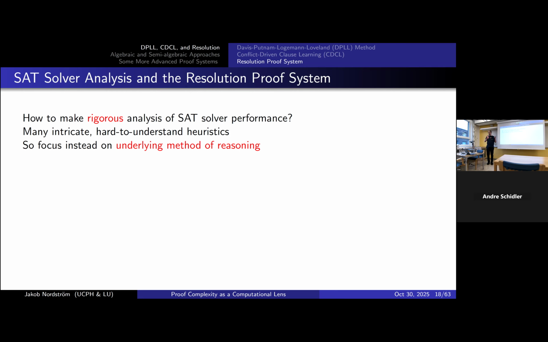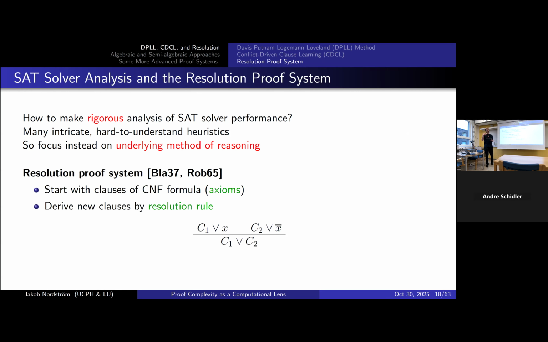Let's just ignore this and try to look at the fundamental reasoning going on here. The reasoning is happening in the conflict analysis, and the reasoning is actually modeled by the resolution proof system. What is the resolution proof system? Well, you have an input CNF formula with axioms, and then you can derive new clauses by the resolution rule that says that if I have previously derived C1 or X and C2 or not X, then I can merge C1 and C2 and remove X.